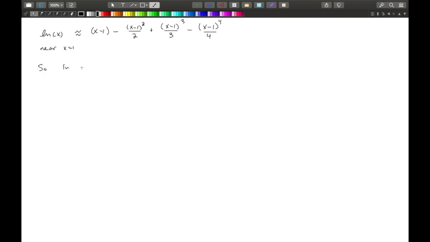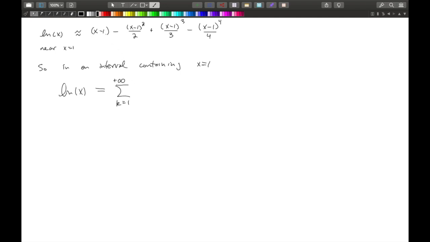This means in an interval containing x equal to 1, ln of x equals, on the nose, the infinite sum above. And so we start with k equal to 1 and we go to positive infinity.